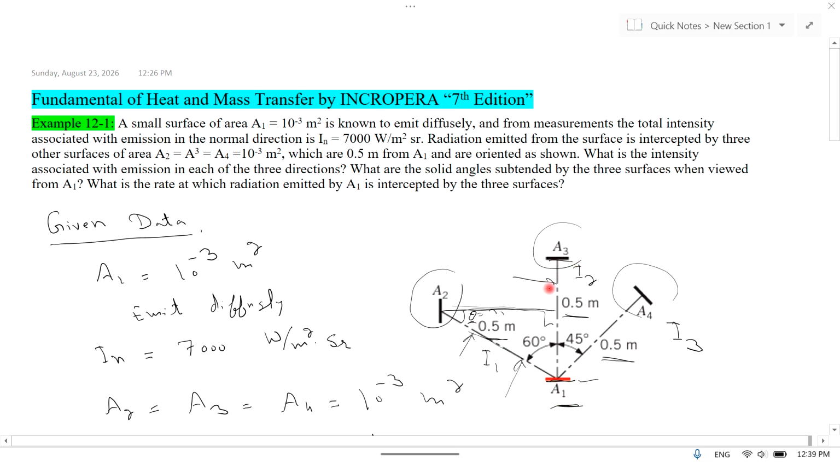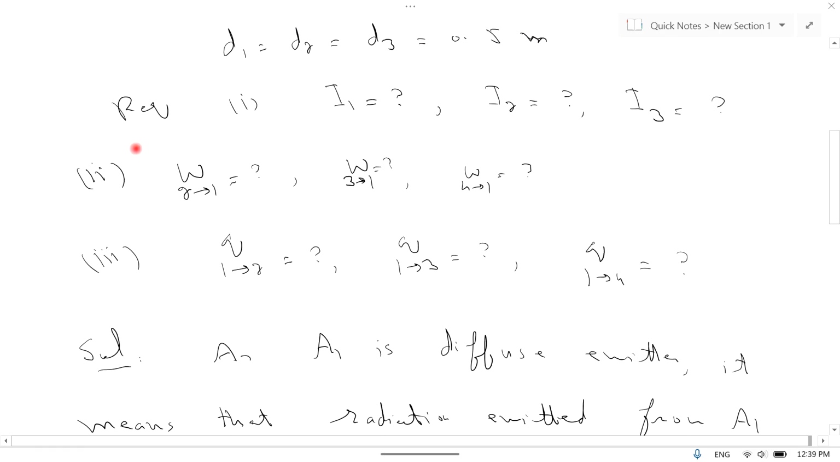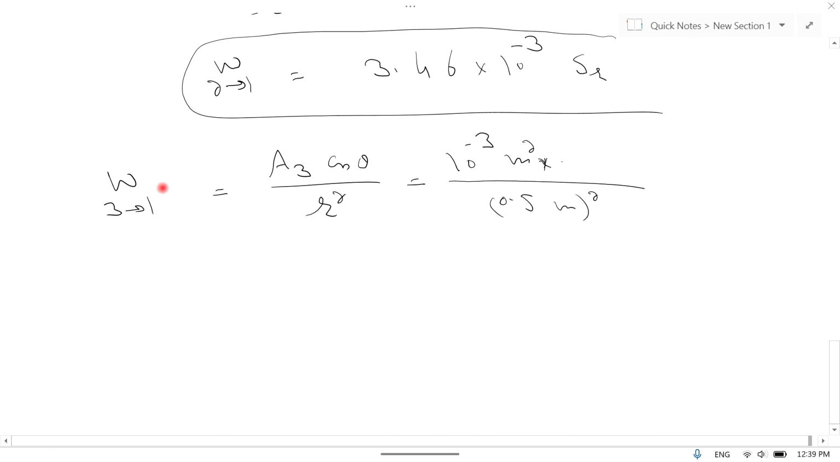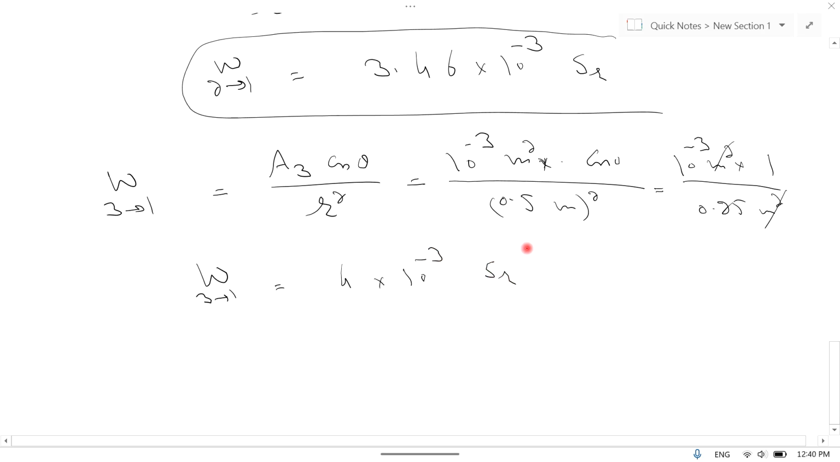This is the line joining surfaces A1 and A3, and this is also normal to A3. It means that the angle between the line joining A2 and A3 and the normal to A3 is 0 degrees. So this is cos 0, which is equal to 10 power minus 3 square meter. Cos 0 is equal to 1, and this is 0.25 square meter. Square meter will be cancelled with square meter. So the angle subtended is 1 divided by 0.25, which is equal to 4 multiplied by 10 power minus 3 steradian.